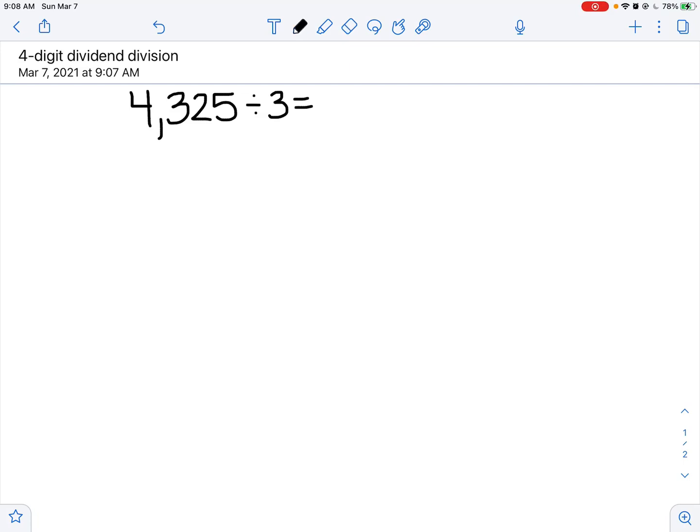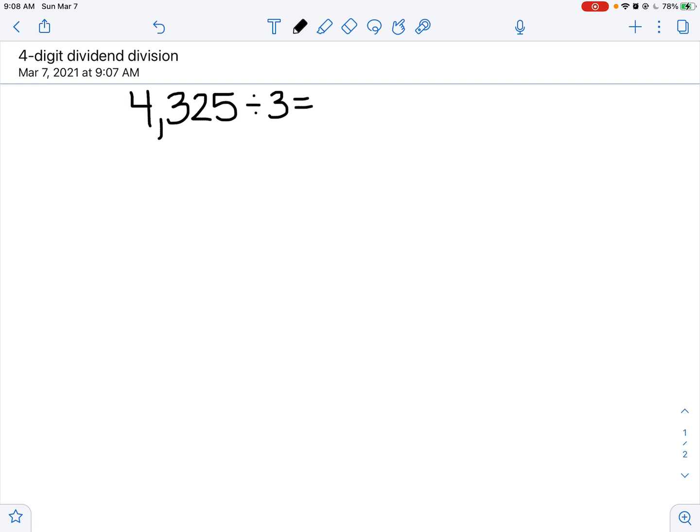Hello everybody. Today we're going to take a look at some 4-digit dividend division. You guys are getting really good at using both the place value chart and the area model for division. I am super proud of you guys. So we're going to keep pushing it a little bit and go into 4-digit division. But you guys are ready. So let's take a look.